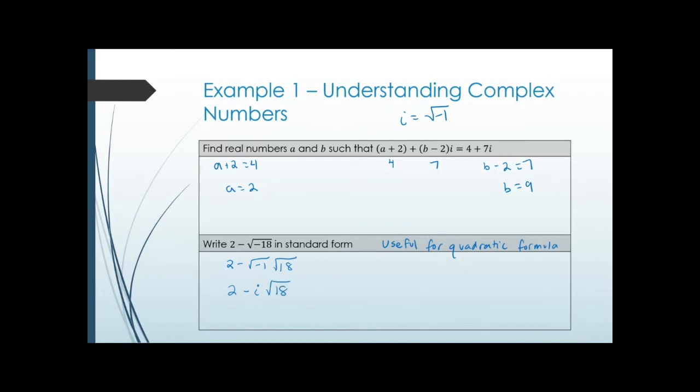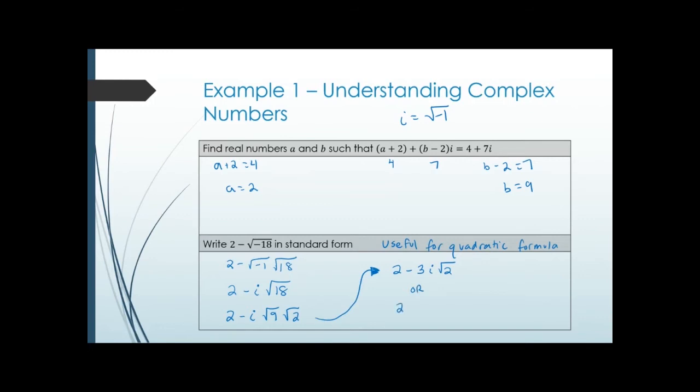Now we need to simplify the square root of 18 because we always try to simplify radicals. So 18 is 9 times 2, so I can split that up as the square root of 9 times the square root of 2. Now the square root of 9 is 3, so I can simplify this. And we usually put that number in front of the i. And then I like to put my square root in the back so that the i doesn't look like it's in the square root. So I would write this as 2 minus 3i times the square root of 2.